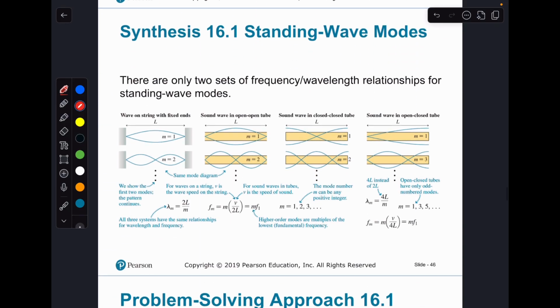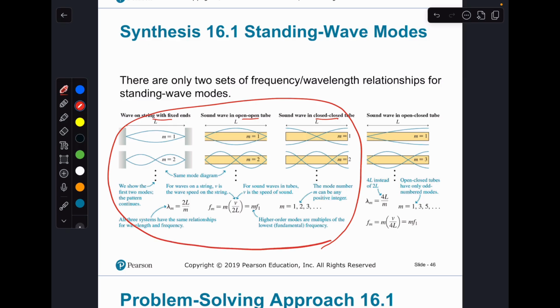Okay, summary. Wave on a string, open, close, all have the same formulae. What's different is the open-closed tube, the symmetry, right? There's no symmetry there. And so you're going to have a slightly different formula for the wavelength and the frequency. And you're also going to note that the modes are only odd numbered.